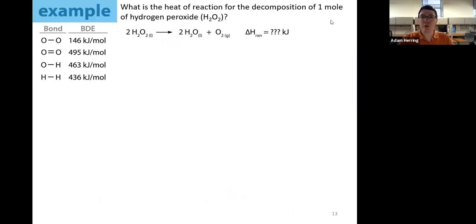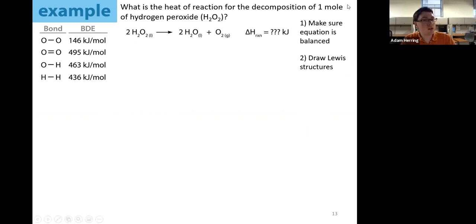If we want to determine the heat of reaction for the decomposition of 1 mole of hydrogen peroxide, we can use the bond dissociation energies to do so. So the first thing that we need to do is make sure that our equation is balanced. On the left side of our equation, we have 4 hydrogen atoms. On the right side, we have 4. We have 4 oxygen atoms on the left and 4 oxygen atoms on the right. So we're balanced.